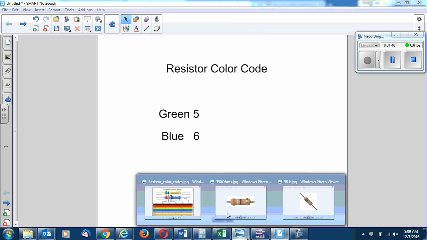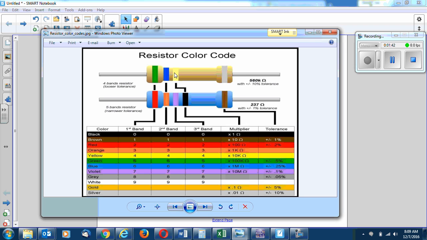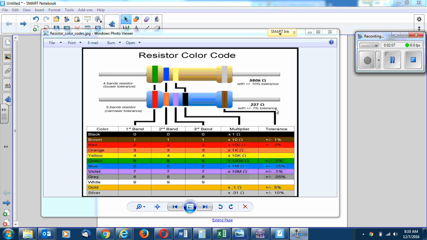So the next one, let's see, is my third band. Now you always want to check if your third band is your second to last band. If your third band is not your second to last band, then you have a 5-band resistor. That's a little different. Now we're looking at the 4-band resistor. This is the third band and this is the last band. It's the second to last band, therefore it's a multiplier.